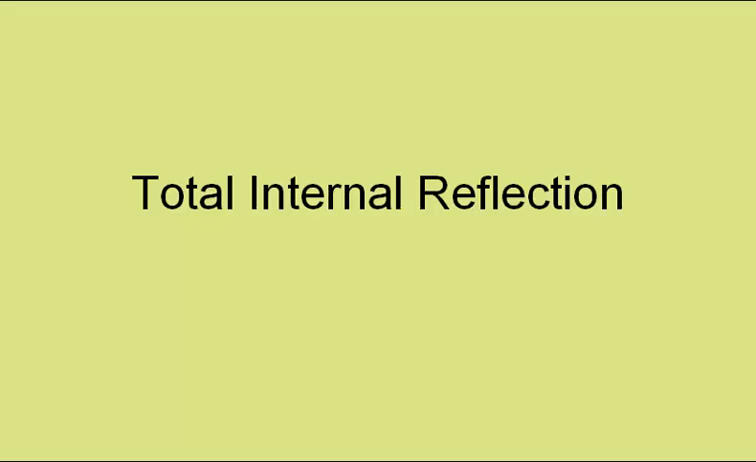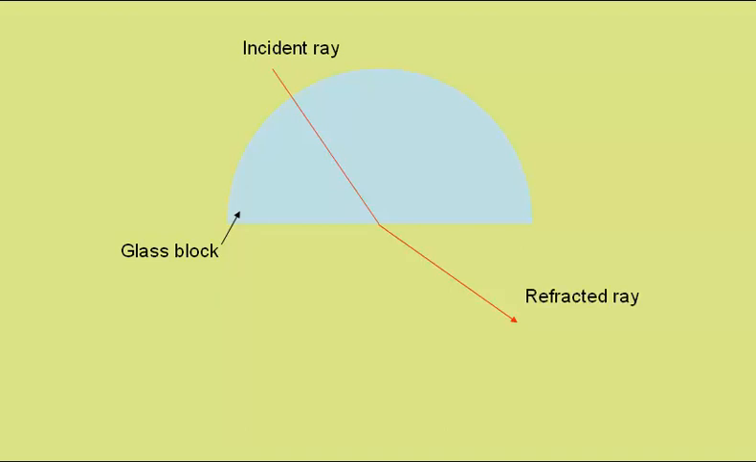Total internal reflection. Here we have a semicircular glass block. A ray of light is going to pass through the glass block as shown here. So this is the incident ray, this is the refracted ray. The ray has been refracted due to the change of speed as it leaves the glass block.